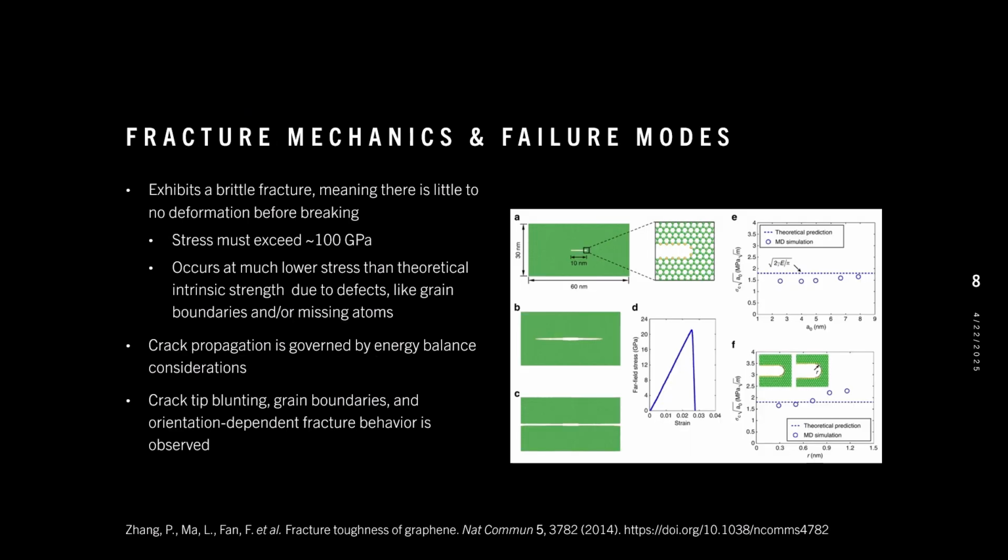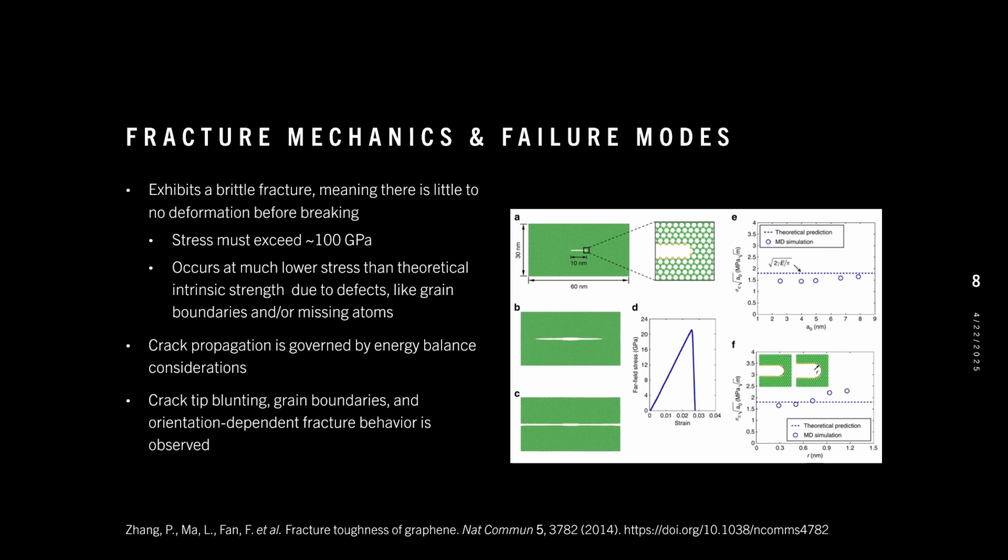On this slide, we're looking at the fracture mechanics and failure behavior of graphene. Graphene exhibits a brittle fracture, meaning it breaks suddenly without significant deformation. While its theoretical strength is extremely high, around 100 gigapascals, failure often occurs at much lower stresses due to imperfections like grain boundaries or missing atoms.